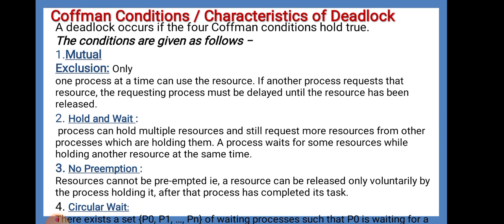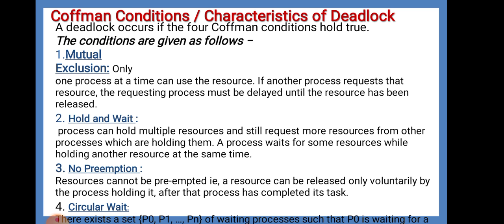As the name itself indicates, it is circular wait. Listen carefully. There exists a set of waiting processes, a collection of waiting processes, not a common or normal process. For example, as you can see here on the screen, P0, P1 up to Pn. P0 to Pn is a set of waiting processes. Here P0 is waiting for a resource that is held by the process P1.